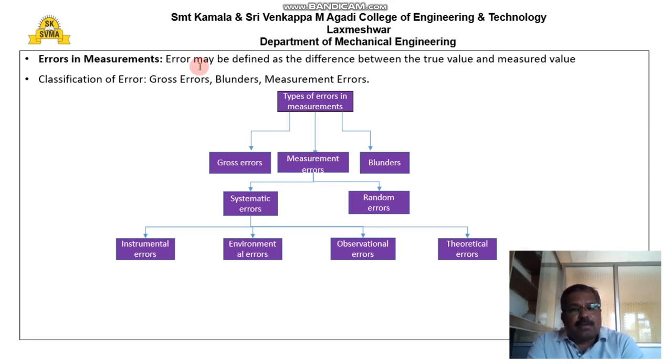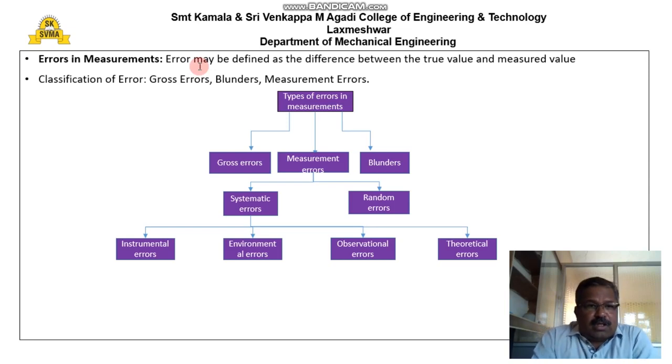Measurement errors are again classified into two types: one is systematic error, another is random error. The systematic error, to understand it better, is again divided into four classifications: instrumental errors, environmental errors, observational errors, and theoretical errors. Now we'll discuss one by one. First, I'll go with the gross error.